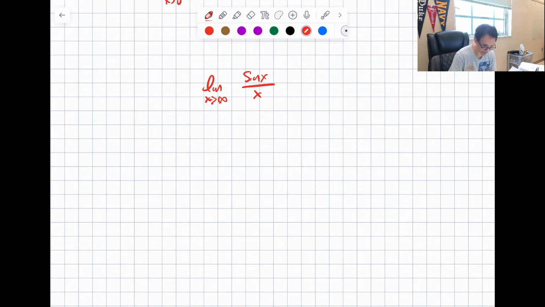So I want you to find everything here. What will be the x squared minus x minus 6 over x squared minus 4? What will be all three things here?